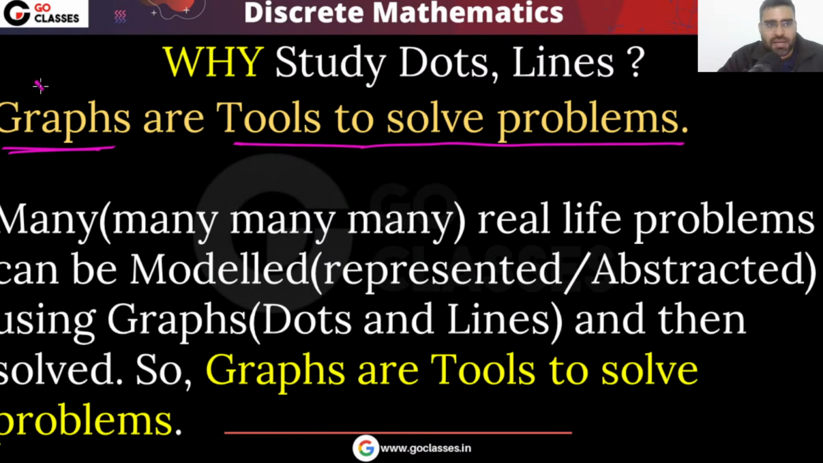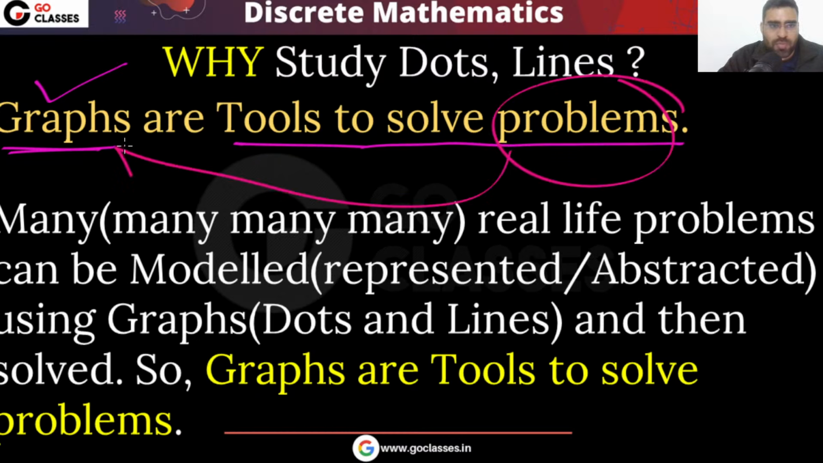Yes or no? Graphs are tools to solve problems. You can convert your problem into a graph, and then you can solve this problem by solving this graph, by studying this graph. So this is the complete purpose of graphs, why we study dots and lines.